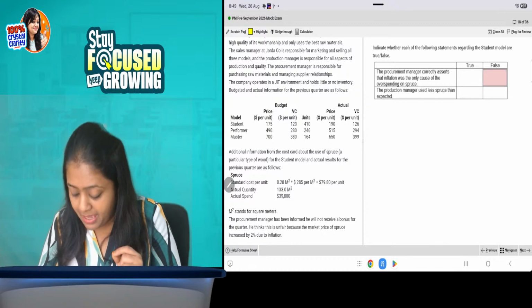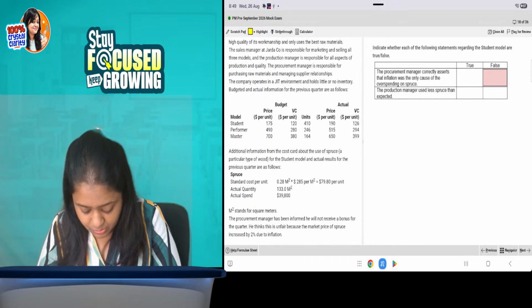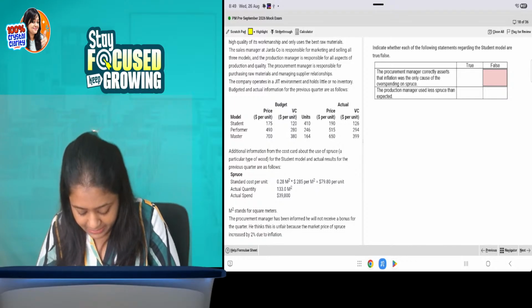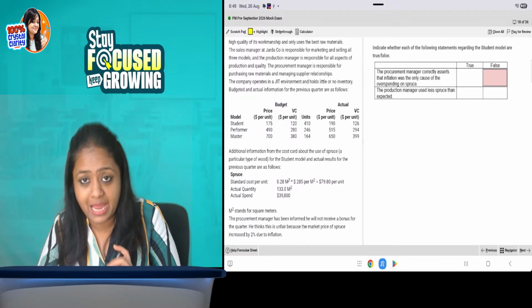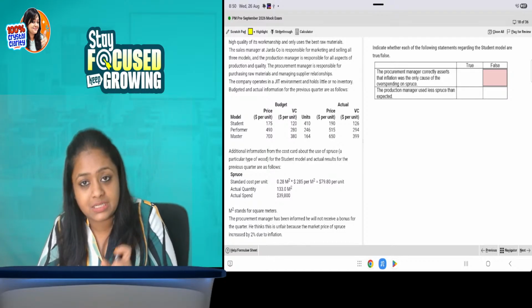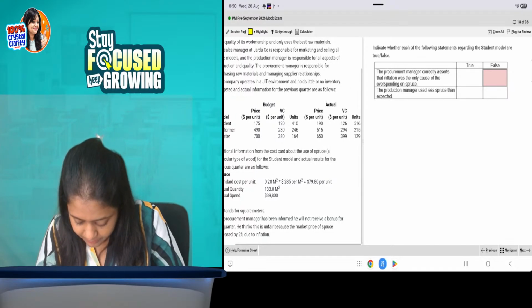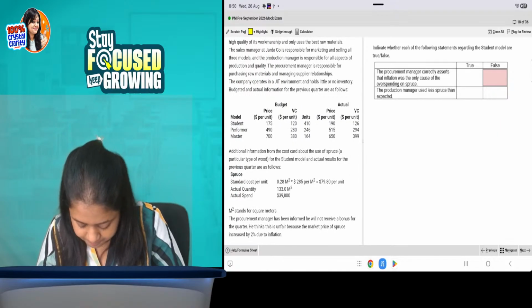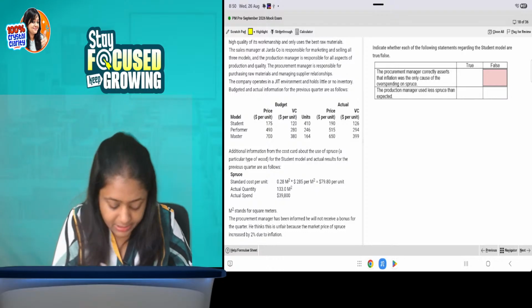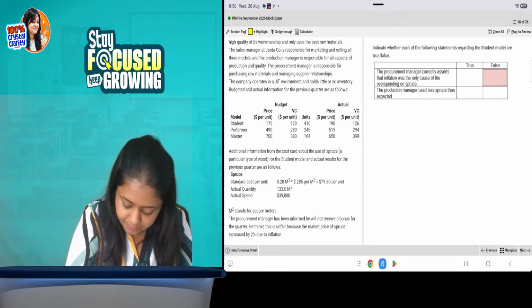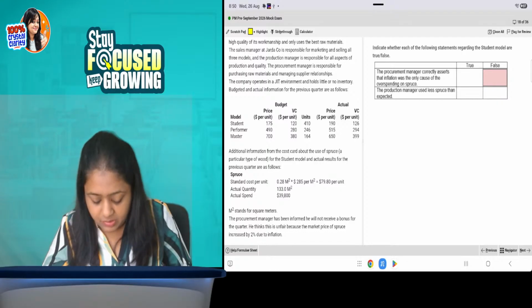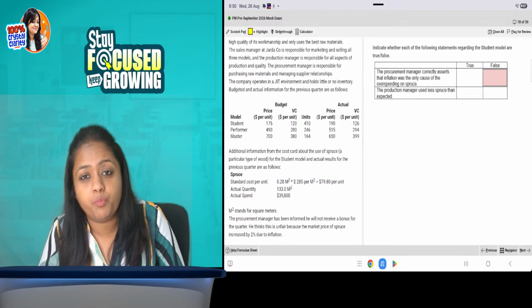Next, the production manager used less spruce than expected. So let's see this. Did he use less spruce than expected? As per actuals, he has used 133 square meters. But as per the expectations, he should have used how much? 516 units multiplied by 0.28 square meter. So as per the budget, he should have used 144.5 square meters.